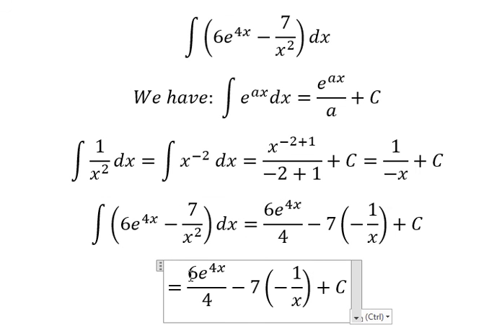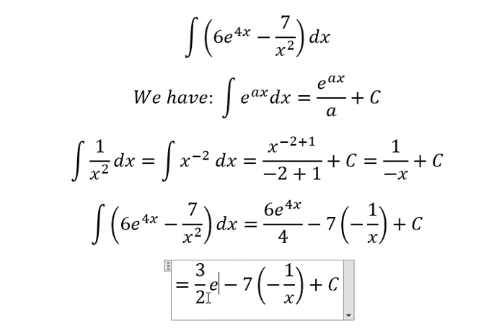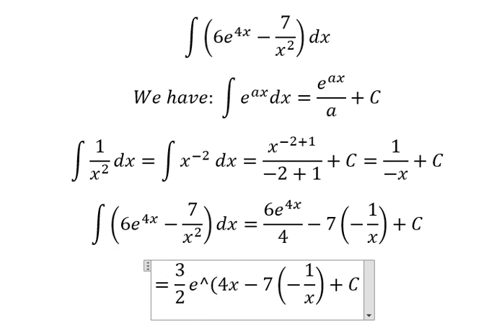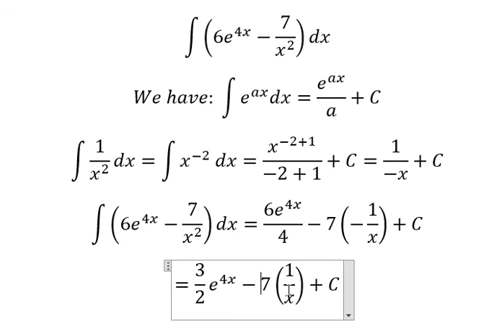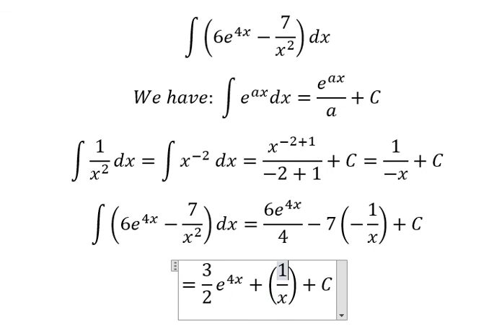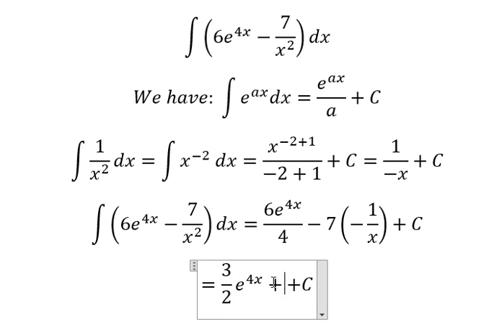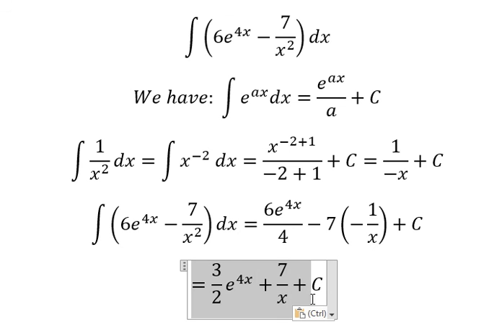Now 6 divided by 4, so we simplify, and you get 3 over 2 e to the power of 4s. Negative, you get positive. And I will put 7 going here. And this is the final answer. This is the end.